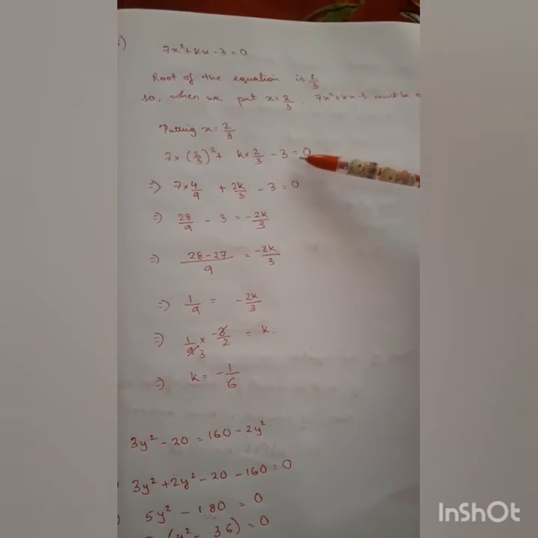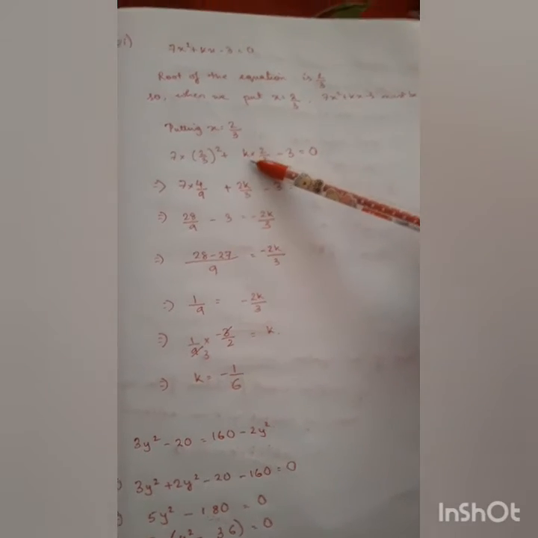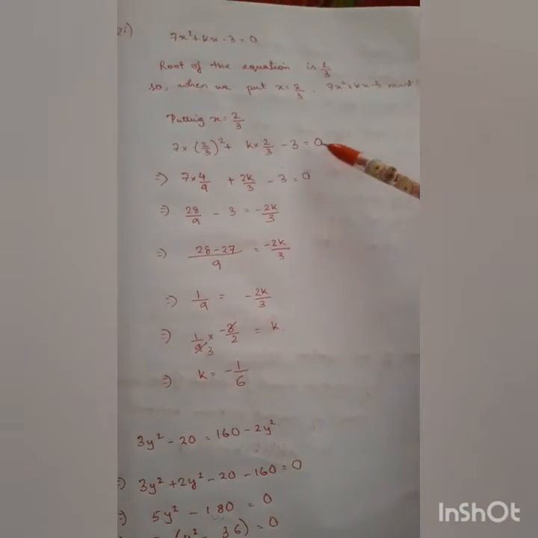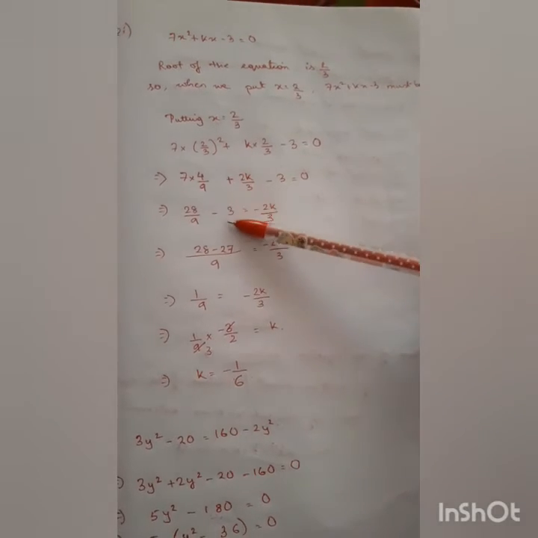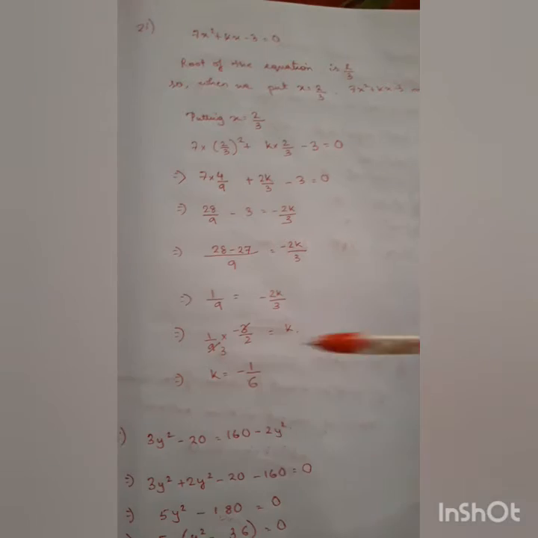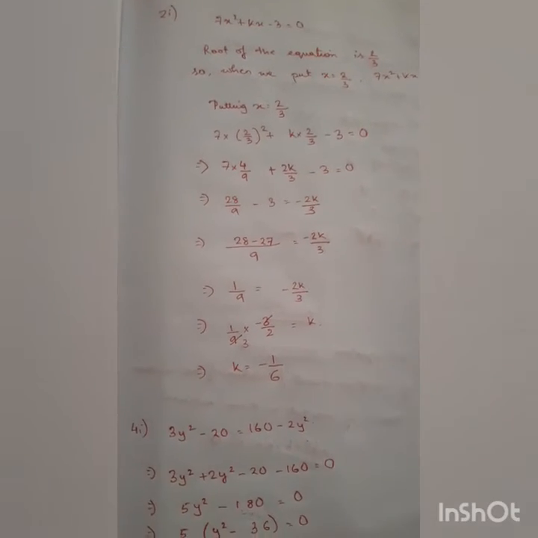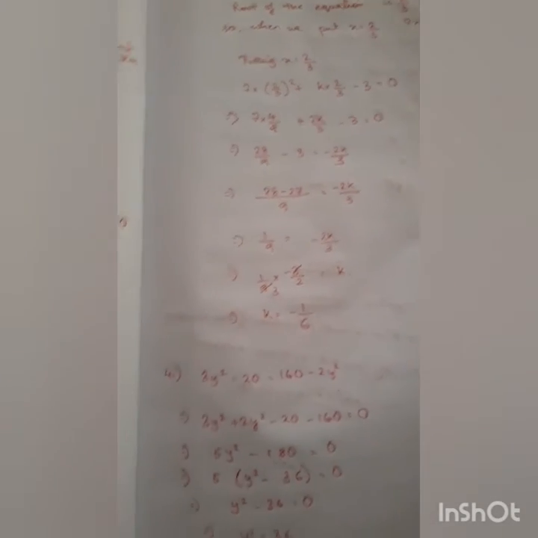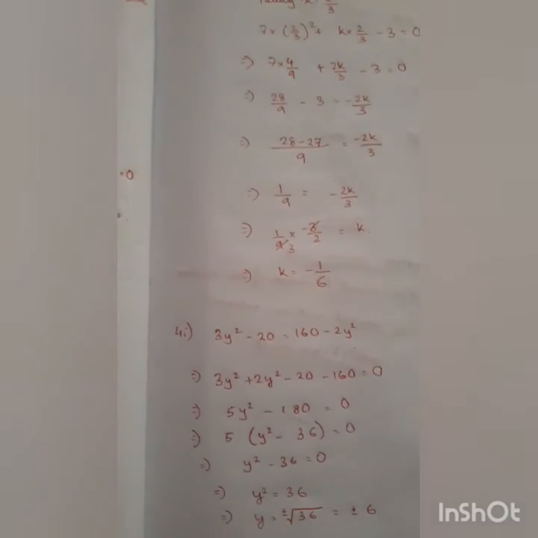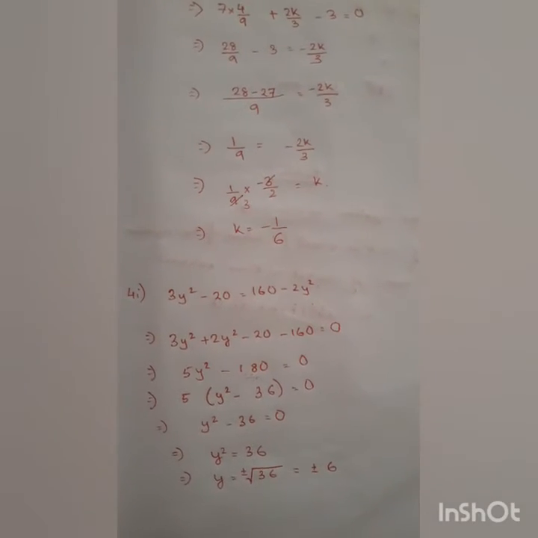Now why I am writing this equal to 0? Because 2 by 3 is already a root. I just have to find out the value of k. So I am putting the value of x as 2 by 3 and equating this to 0. So on calculation I have got the value of k as minus 1 by 6. Similarly, question number 2 part 2 and 3 is also there. You will try that as homework. Next, let us move on to question number 4.